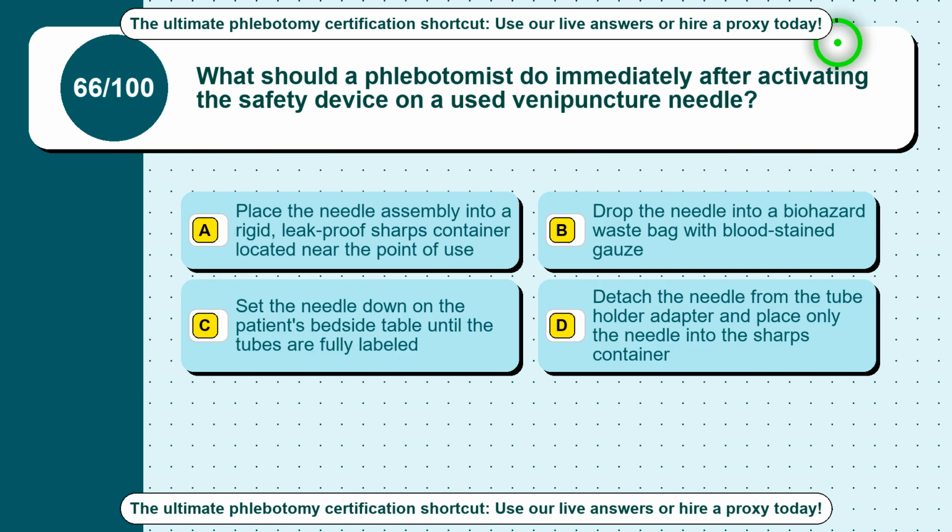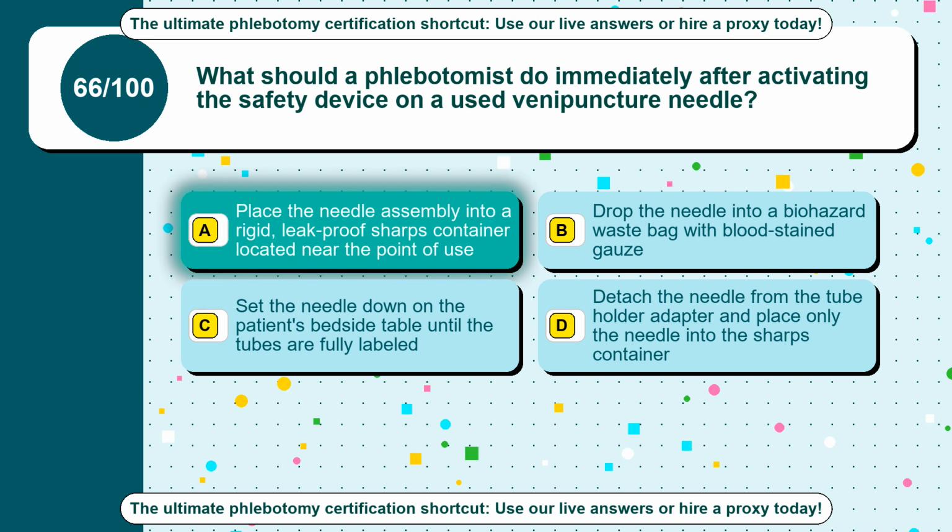Question 66. What should a phlebotomist do immediately after activating the safety device on a used venipuncture needle? Option A. Place the needle assembly into a rigid, leak-proof sharps container located near the point of use. Option B. Drop the needle into a biohazard waste bag with blood-stained gauze. Option C. Set the needle down on the patient's bedside table until the tubes are fully labeled. Option D. Detach the needle from the tube holder adapter and place only the needle into the sharps container.